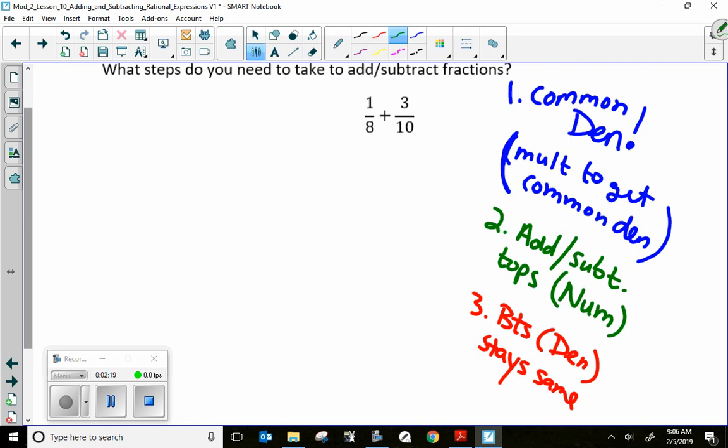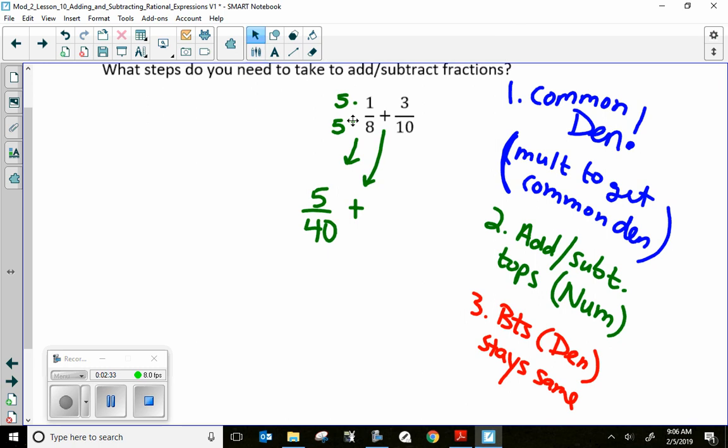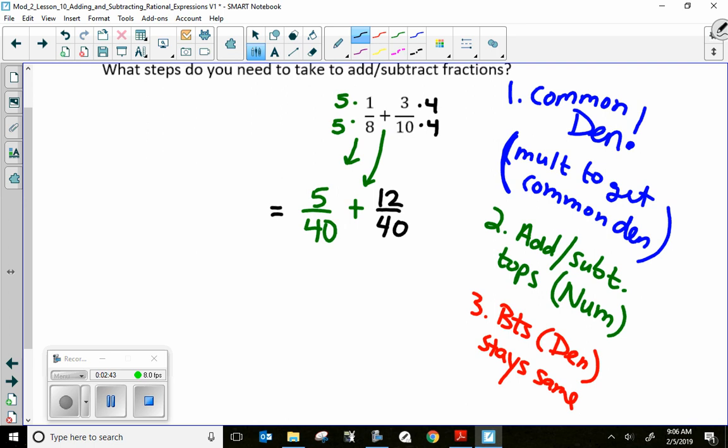Okay, I can multiply 8 times 5, and what I do to the bottom, I have to do to the top. So I have 5 over 40 plus, because it's a plus sign, I can make my 10 into 40 by multiplying that by 4. What I do to the bottom, I do to the top. And that's 12 over 40. Now, what do I do? I just combine my tops. 5 and 12 is 17. And the bottoms, well, that doesn't change.